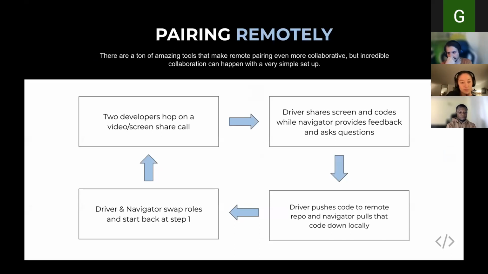So pair programming can also be done remotely. They don't have to be in one location to do that. If it has to be done remotely, these are the steps. The two developers hop on a video call or screen share call. Secondly, the driver shares their screen and codes while the navigator provides feedback and asks questions. Then the driver pushes the code to the remote repo, and the navigator pulls down the code locally, and they swap roles and start all over again. So that's the steps it takes to pair program remotely.